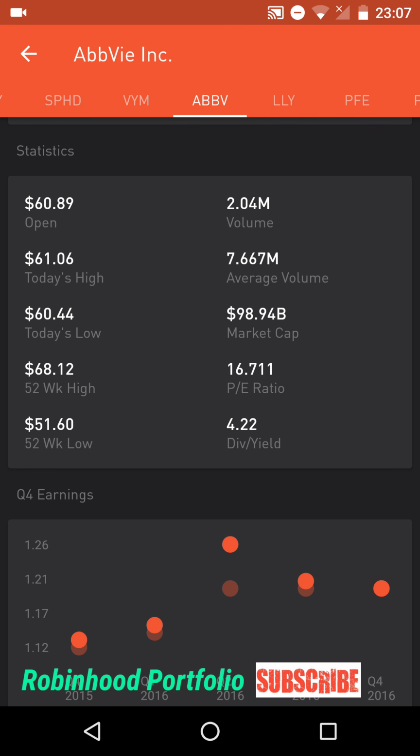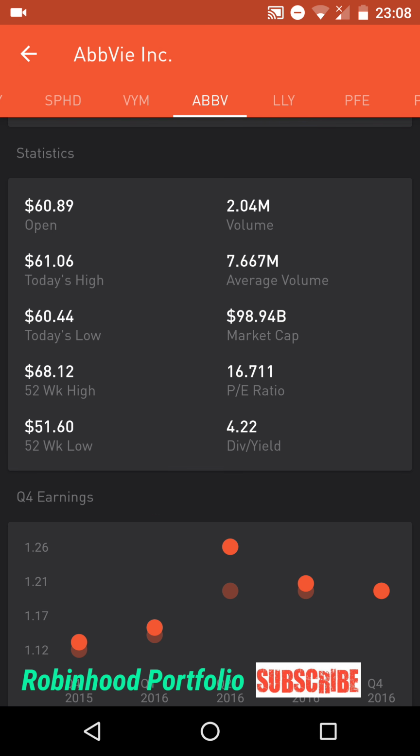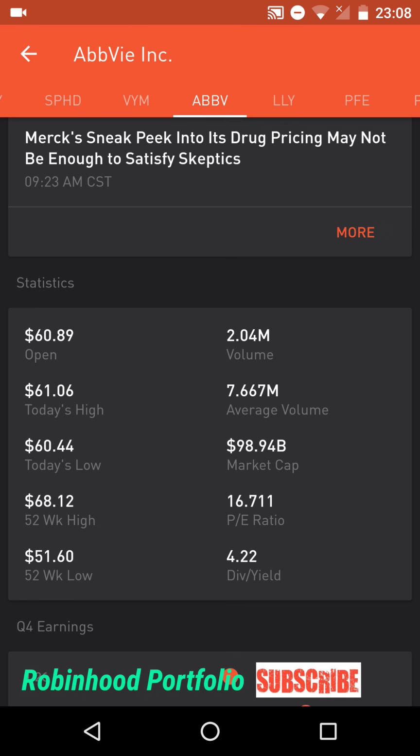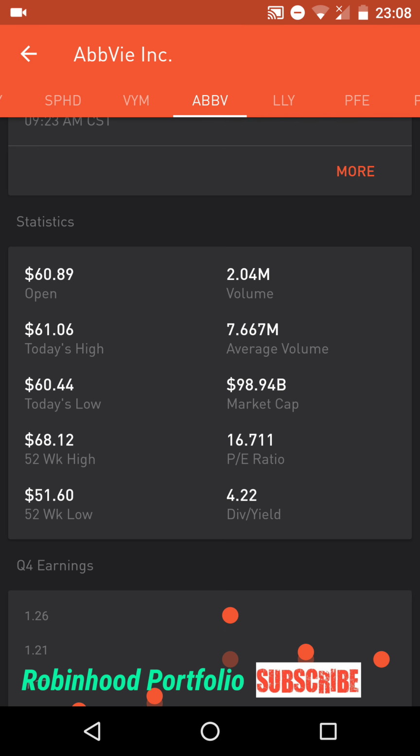That's important because that's showing how much an investor is willing to pay for $1 of profit for this particular company. So for every $16.71 you put into the company, you'll get $1 of earnings back. And it's essentially used to compare between different companies. AbbVie, for example, has 16.711.